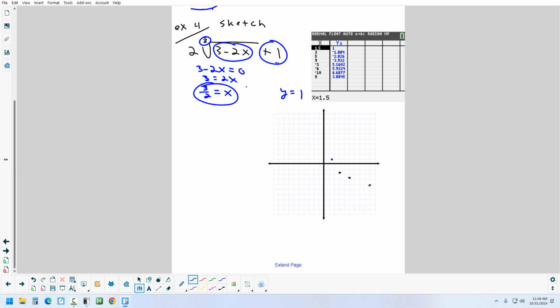Let's do the left. 0, 3.8. 1, 2, about right there. -3, just above 5. -2, 4.5, right about there. And let's just go -10, a little above 6.5. Okay, that's good. And now just do your sketch.